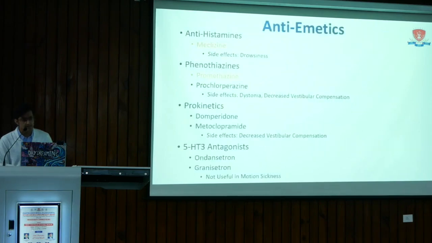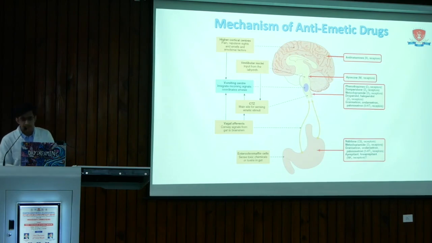Taking a look at the antiemetics class, it includes antihistamines, which we discussed earlier, such as meclizine, phenothiazines, such as promethazine, which we already discussed, as well as prochlorperazine, with the side effects of dystonia and decreased vestibular compensation. Prokinetics, such as domperidone and metoclopramide, are also used and also contain the same side effect of decreased vestibular compensation. 5-HT3 or serotonin antagonists are also given, such as ondansetron and granisetron, but these are not that useful in motion sickness.